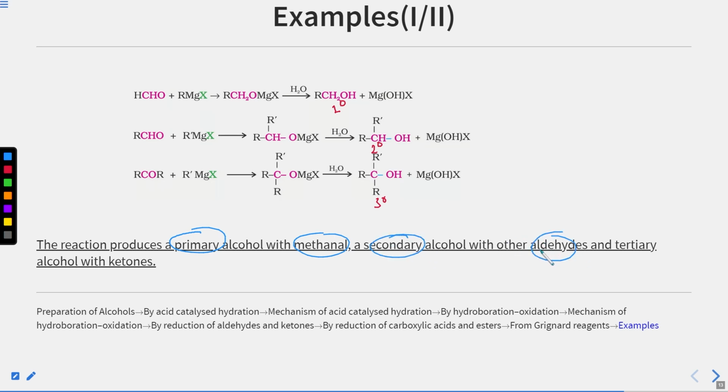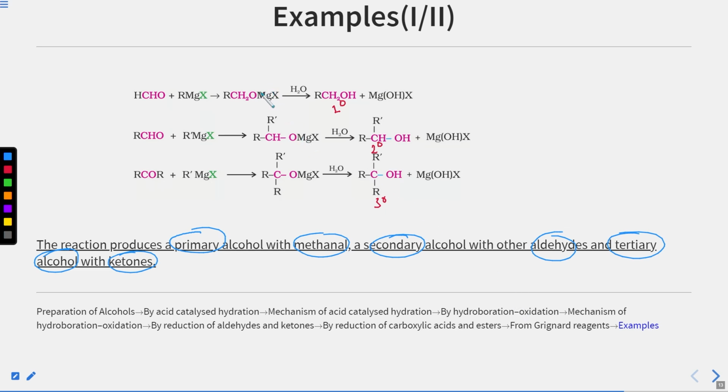So if you use any aldehyde, you will get a secondary alcohol only. And if you use a ketone, you will always get a tertiary alcohol. So you should remember these three things. If we use methanol, then you will get a primary alcohol. If we use an aldehyde, we will get a secondary alcohol. And if we use a ketone, we will get a tertiary alcohol. So these are some examples of a Grignard reagent.